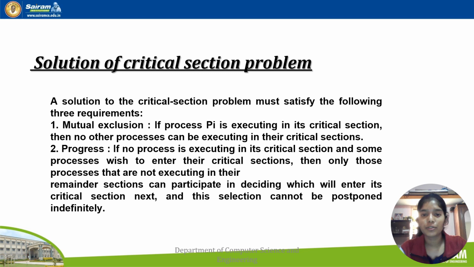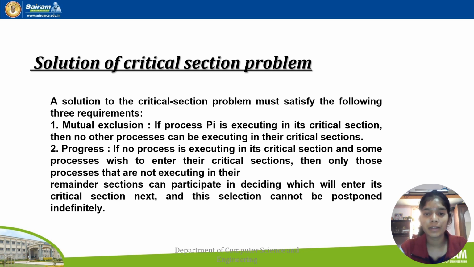So when you have such a problem and there are two processes running, you should not have any clashes between them. We have something called a solution for this critical section problem. So we have three solutions. The solutions are mutual exclusion, progress, and the other one can be seen in the next slide.